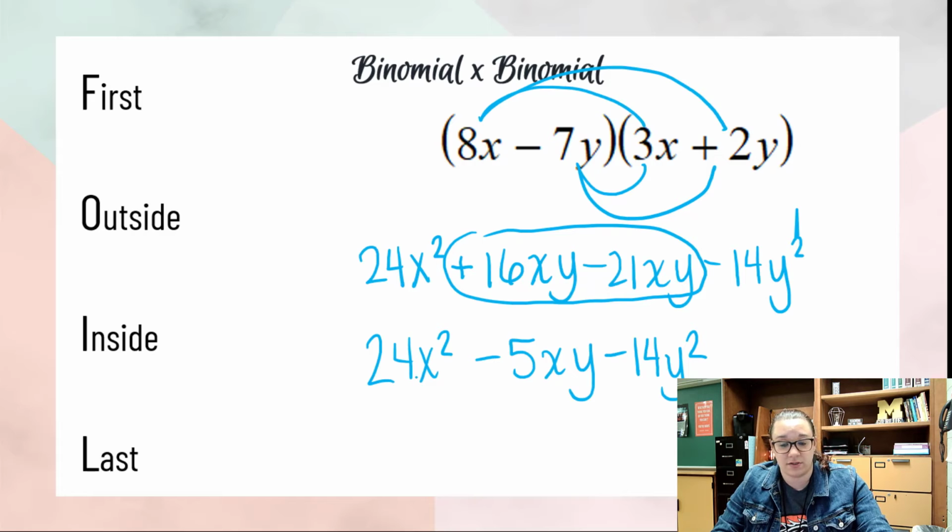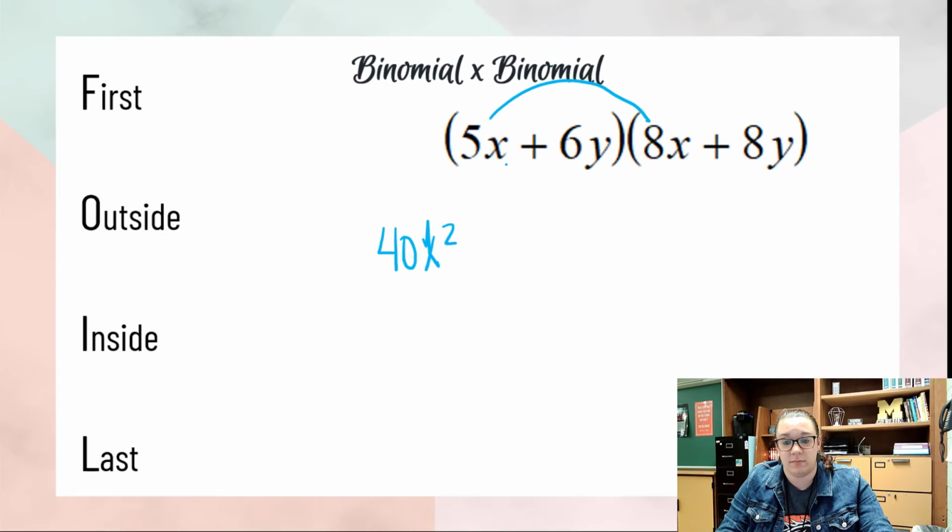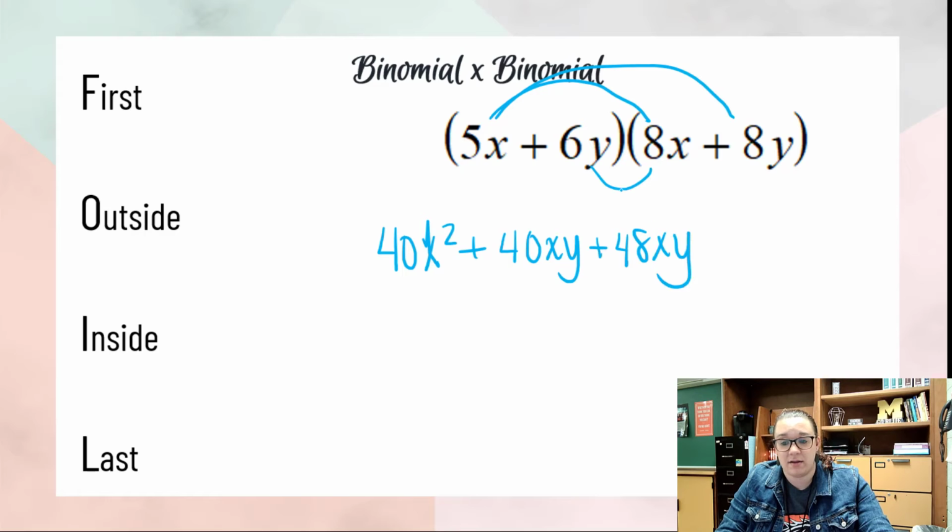There's an x squared on this term, there's an xy on this term, and there's a y squared on this term. So this trinomial is complete. Another one like that. Let's see. First, 5x times 8x is 40x squared. Outside terms, 5x times 8y is 40xy. Inside terms, 6y times 8x is 48xy. And last term, 6y times 8y is 48y squared.